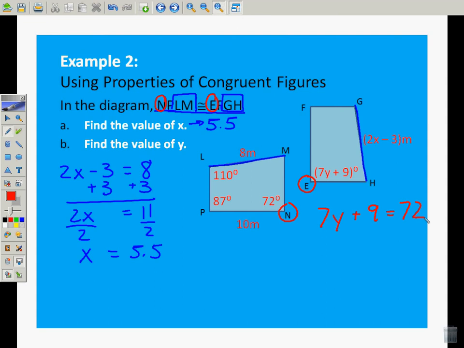Then it's a simple algebra problem. We subtract 9 from both sides. We end up with 7y is equal to 63. Divide by 7. And we end up with y equal to 9.